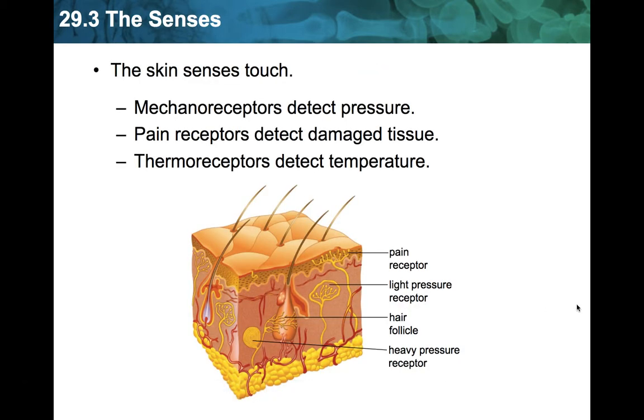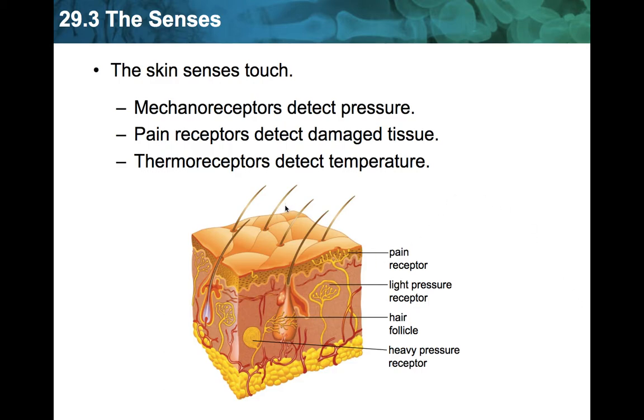All right, touch. So the skin senses touch. You have all kinds of little nerves and even pain receptors, hair follicles that all contribute to touch. Mechanoreceptors detect pressure. Pain receptors detect damaged tissue. And thermoreceptors detect temperature.